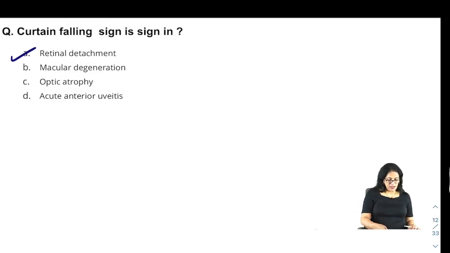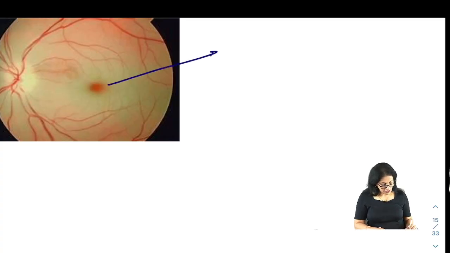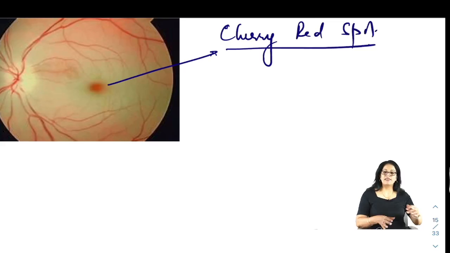Okay, come to the next one. Cherry red spot is seen in. Everybody knows what is cherry red spot. It has been asked again and again in all exams, right? So we are talking about this type of picture where this looks like a cherry here. This is what is cherry red spot, right? At the macular area.